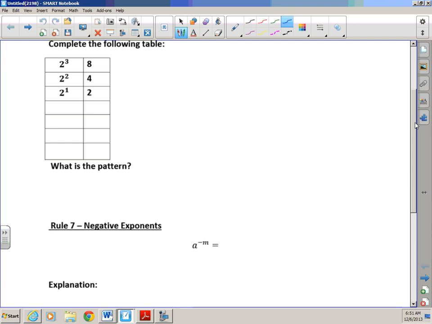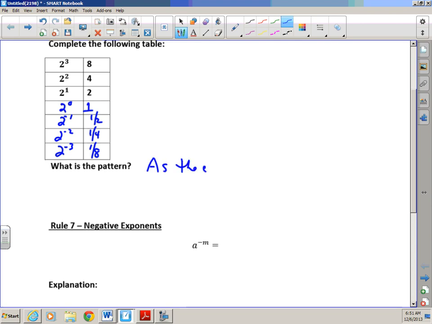So on the left side, you can see what we're doing is we're reducing each exponent by 1. So that would be 2 to the 0, 2 to the negative first, 2 to the negative second, and 2 to the negative third. On the right side, hopefully you can see that we're dividing each number by 2. Well, you've already learned that anything to the 0 power is 1. But now, when you look here, you'll see we're getting fractional answers. So what's the pattern that's happening?